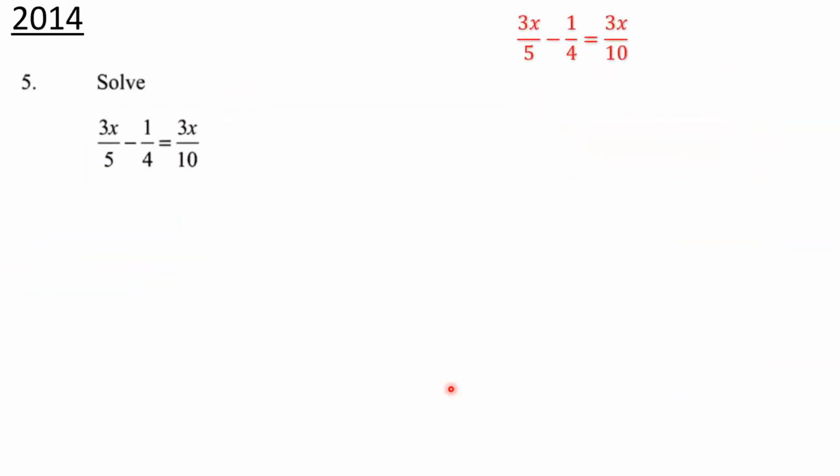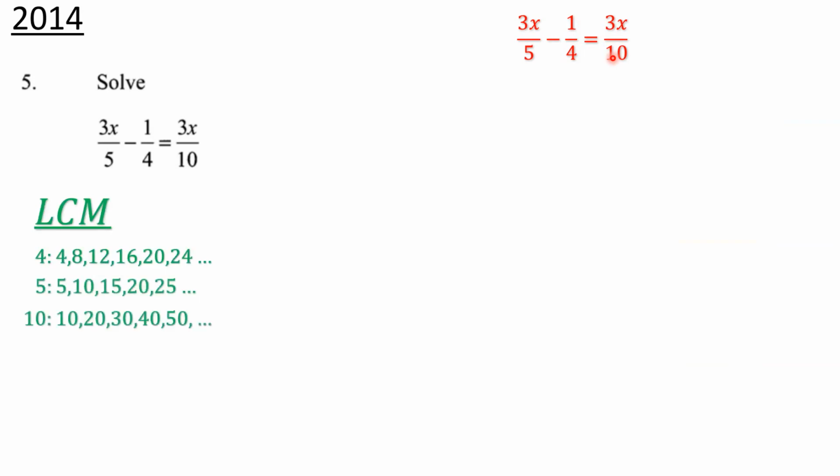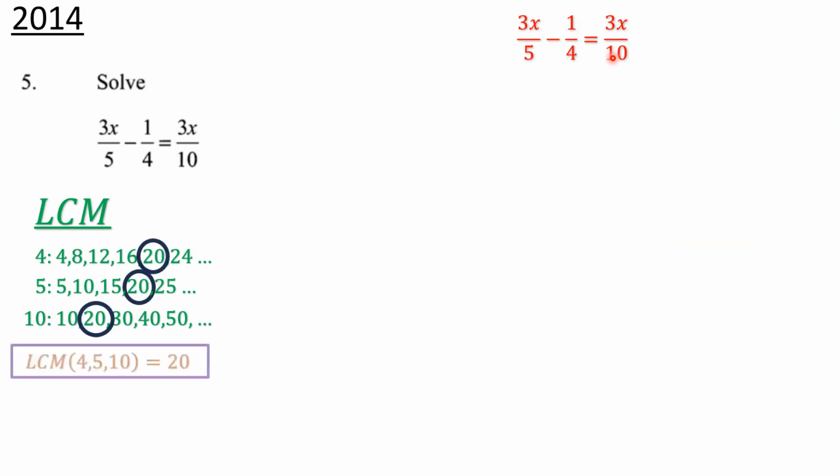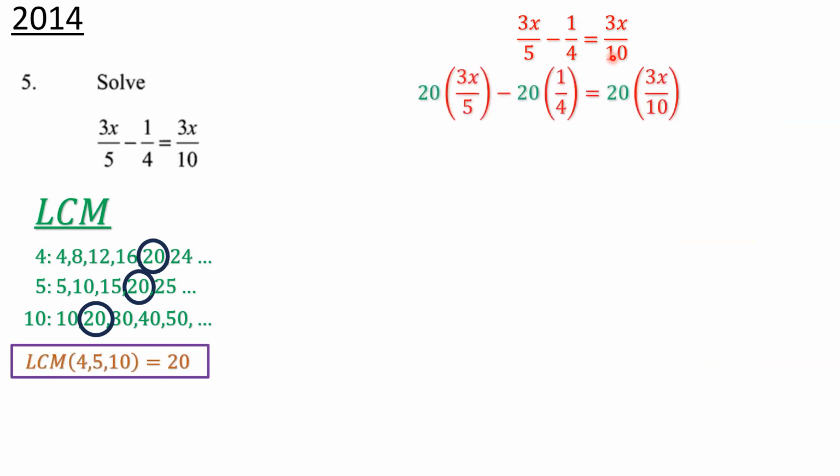We have 3x over 5 minus 1 over 4 is equal to 3x over 10. The first thing that we must do is find the lowest common multiple of 4, 5, and 10. And clearly the lowest common multiple of these three numbers is definitely 20. So we're going to take 20 and multiply it by each term inside of the equation. We're going to multiply 20 by 3x over 5. We're going to multiply 20 by 1 over 4. We're going to multiply 20 by 3x over 10.